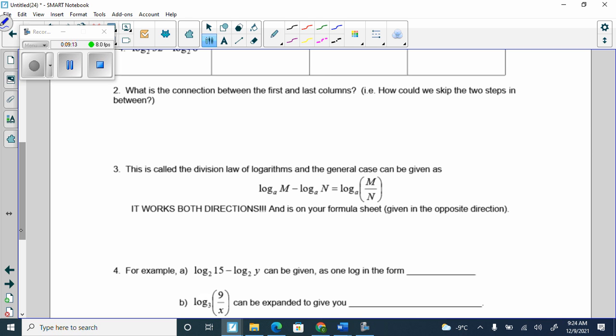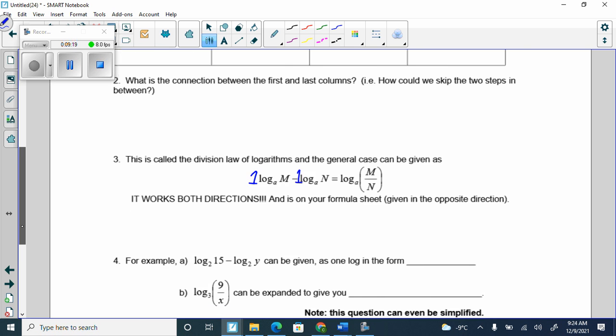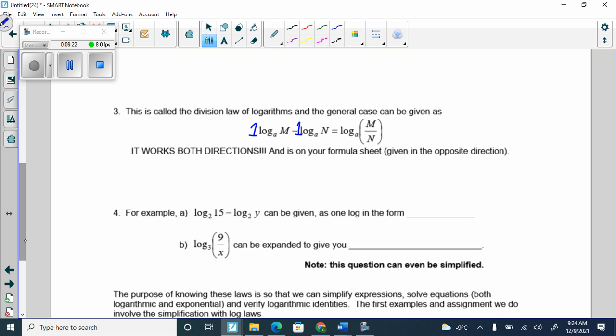Log a m minus log a n. It has a plus 1 in front, so the m went to the numerator. It has a minus 1 in front, so the n went to the denominator. So let's look at this one. Log base 2 of 15 minus log base 2 of y. I get log base 2 of 15 over y.